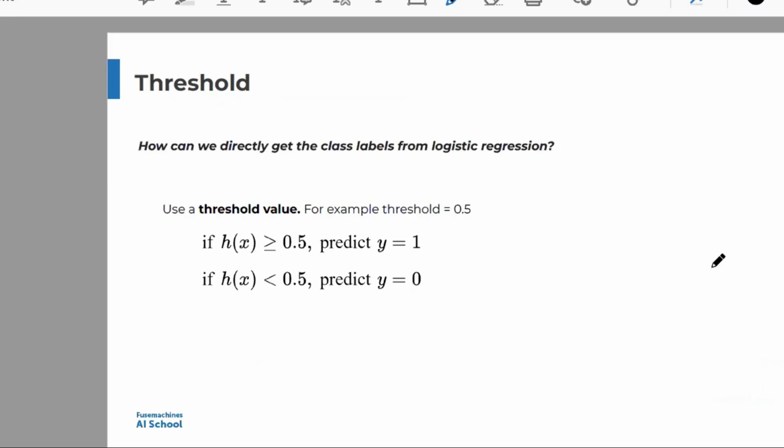So I already told you we use a threshold value, in our case 0.5, and if it is greater than or equal to 0.5, we predict y equal to 1, and less than 0.5, y equal to 0.